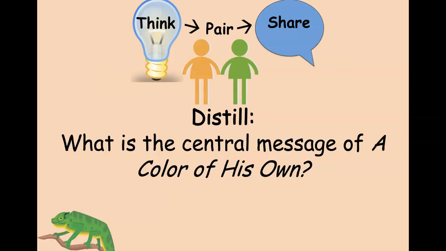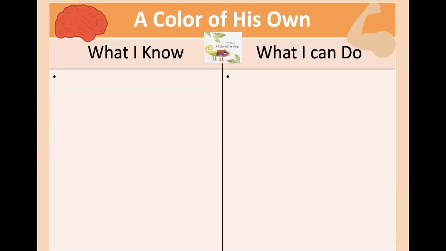So, in here it says for us to think, pair, and share. So I just want you to think about it, right? Because we can't actually share it in the recorded video, but we will be able to share it in our live class, and you're going to share what is the central message of A Color of His Own. You can even use the chat box. When you enter the class, use the chat box and put the central messages that the chameleon learned in that book, because he did learn something, okay? So now we're going to record our knowledge, boys and girls.